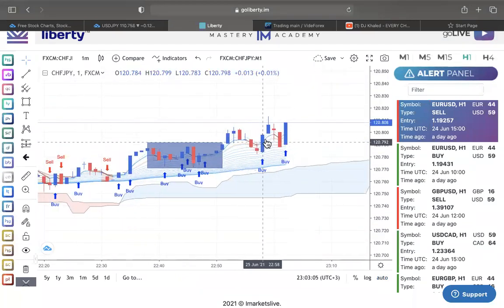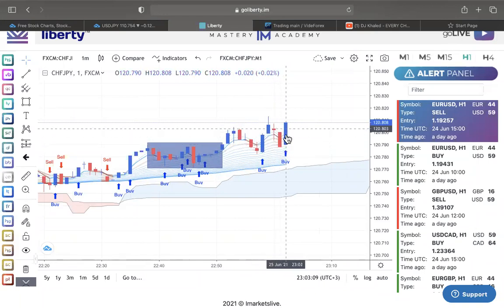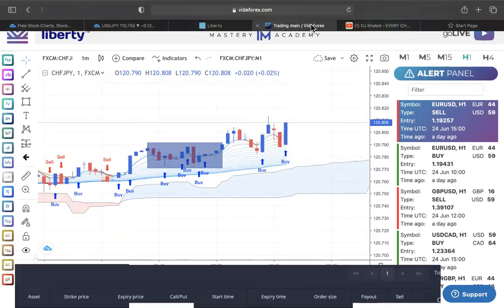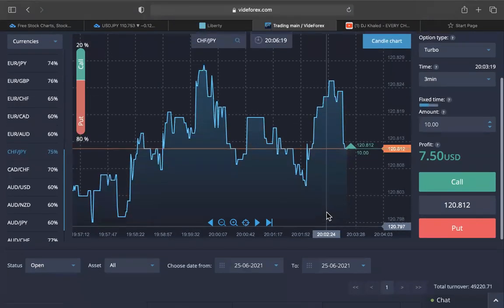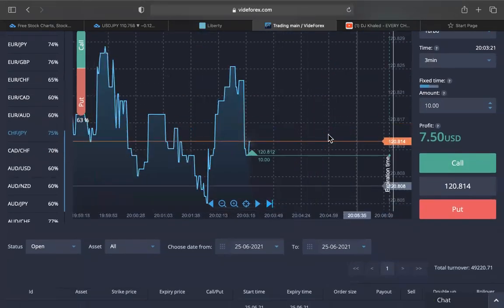So again, I'm gonna show you guys upward movement, set of retracement candles. This is gonna be our confirmation candle telling us that market's still pushing up. As soon as that closes, I'm going in for a 3-minute buy. So I got in at 812.